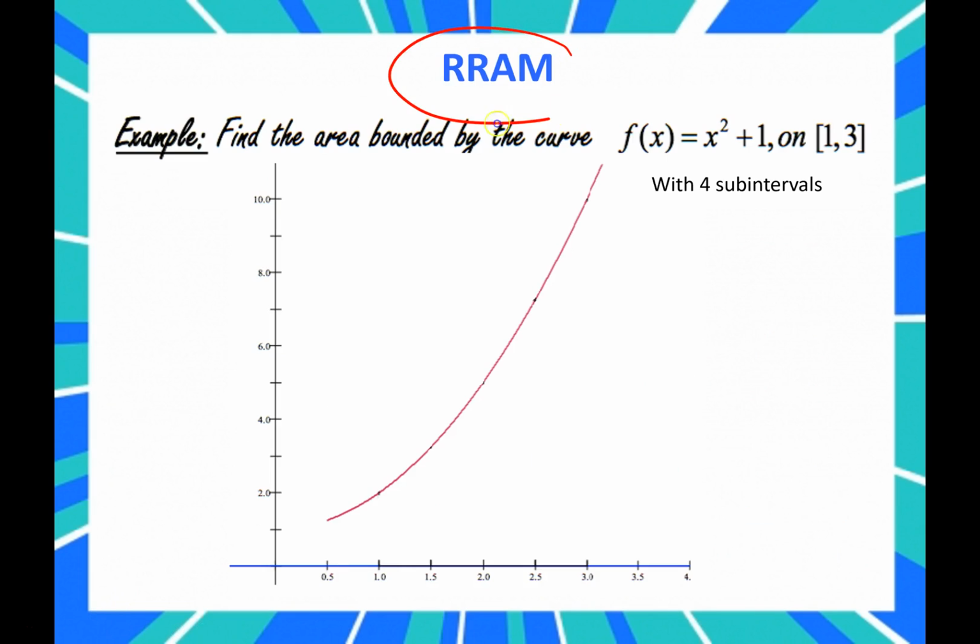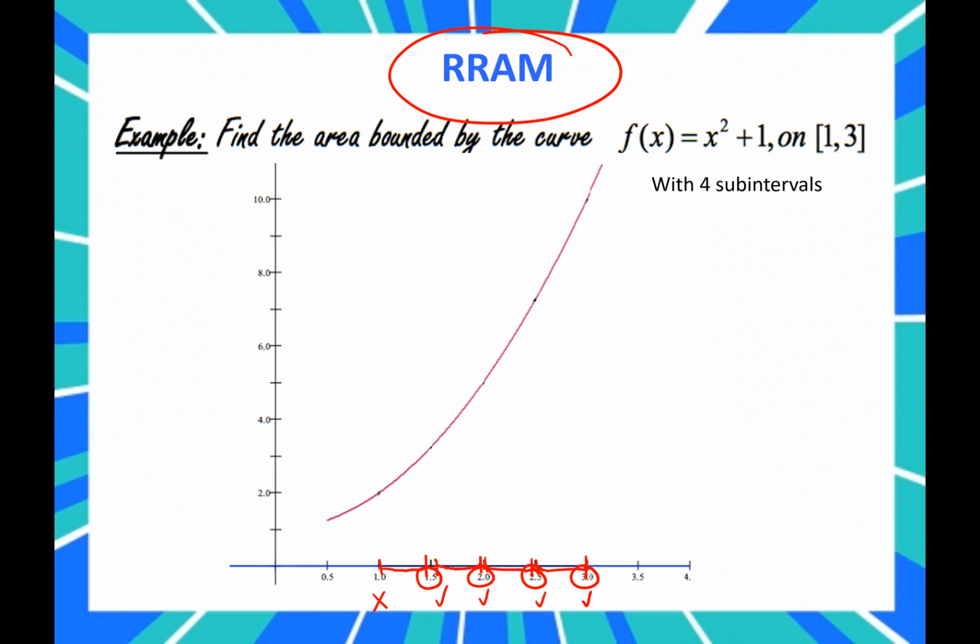Okay, now let's look at the title of this slide. This is RRAM. And again, we're talking about 4 subintervals. So we're talking about from 1 to 3. Okay, and this time I'm going to use my right values, 3, 2.5, 2, and 1.5. So I'll use this one, this one, this one, and this one, but I won't use the y value there.